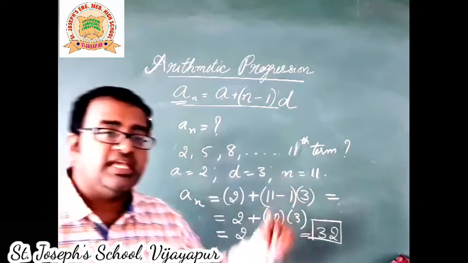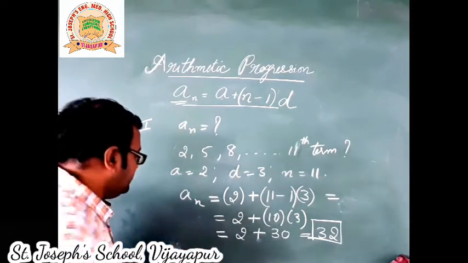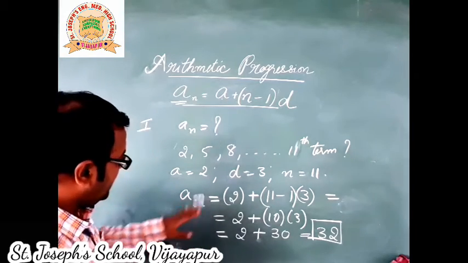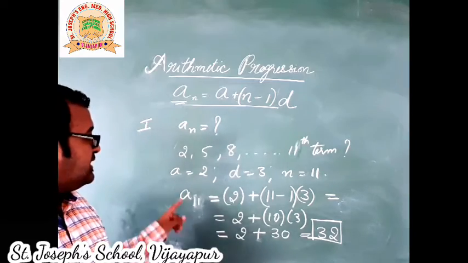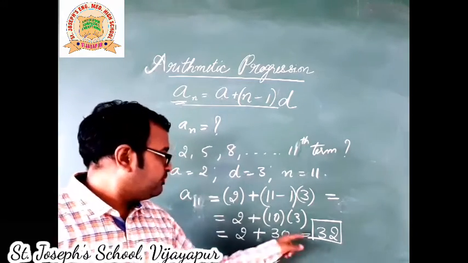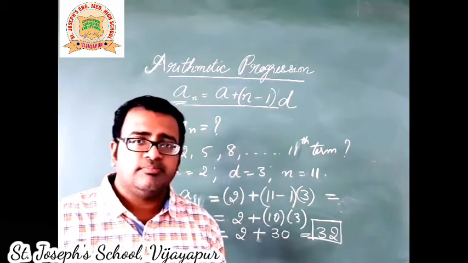So, here we go. The nth term, n may be replaced with 11. So, now we know A11 is equal to 32. So, this is one kind of problem.